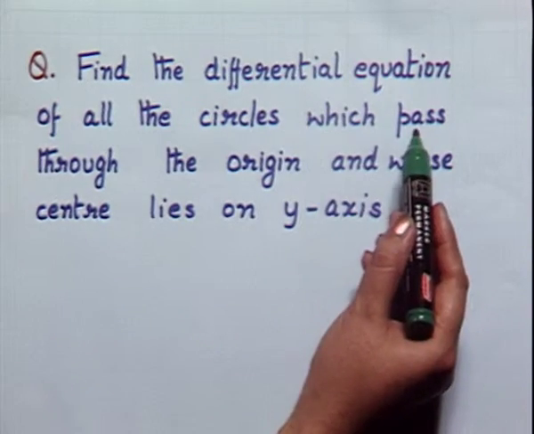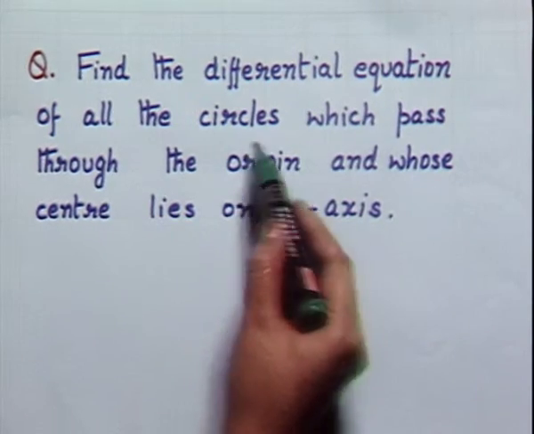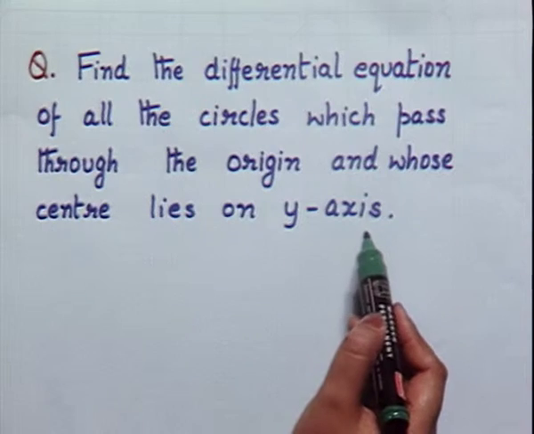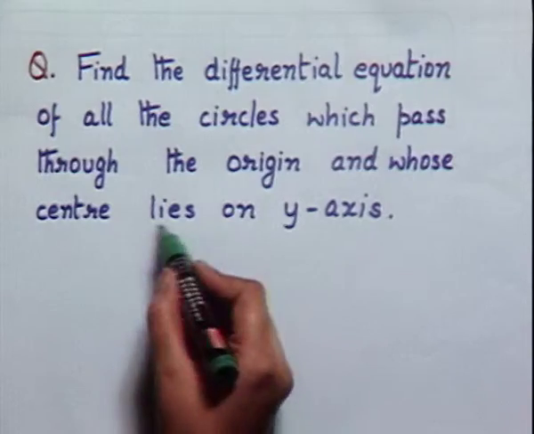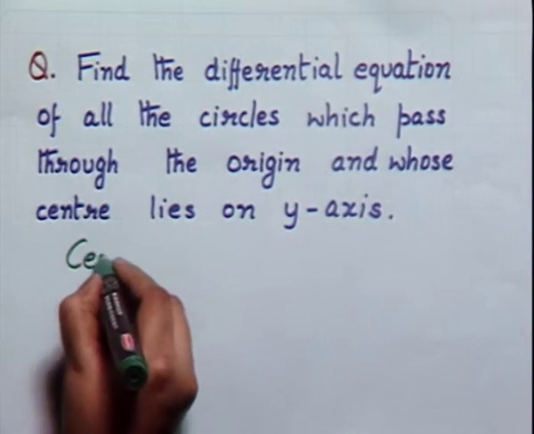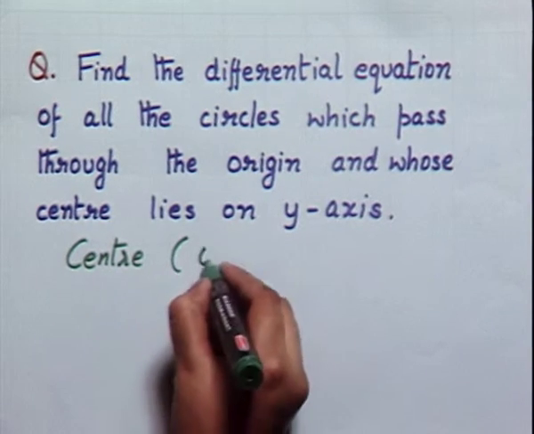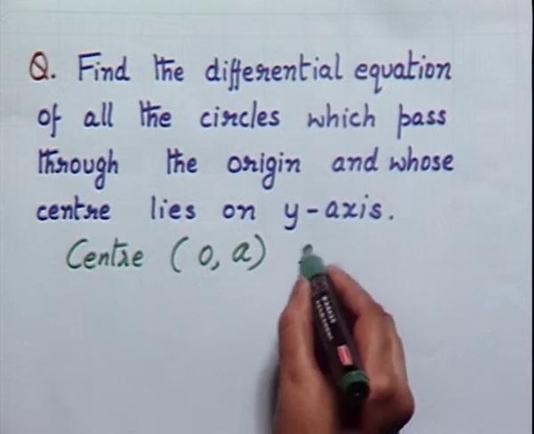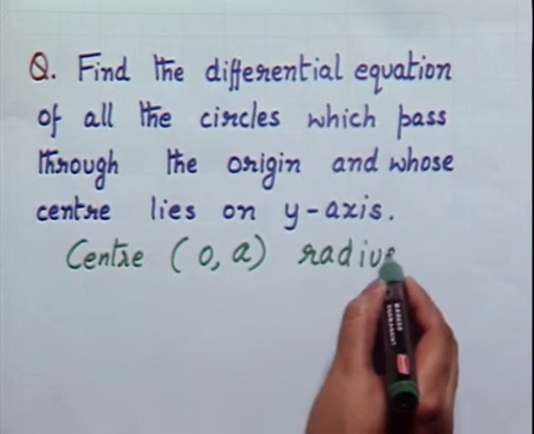Instead of giving you the function, the question can say, find the differential equation of all the circles which pass through the origin and whose center lies on the y-axis. So the first thing here is to get the equation which represents such a family of circles. And what family are we talking about? Circles whose center lies on the y-axis. So you can take the center to be (0, a). It passes through the origin. So what will be the radius of the circle?